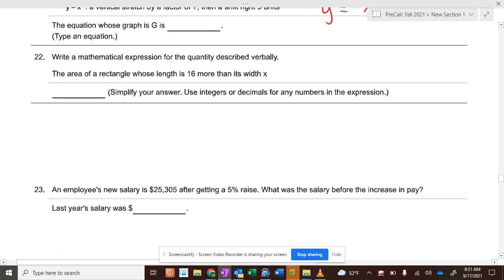A mathematical equation for this: the area of a rectangle whose length is 16 more than its width, x. So if this is x plus 16, how do you find area? Base, length times width, base times height, x times x plus 16. There you go.